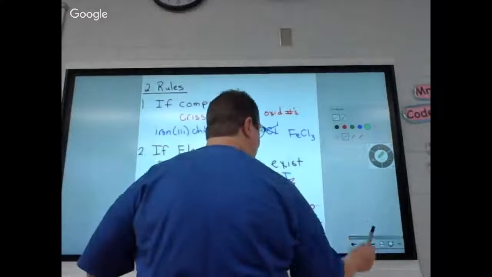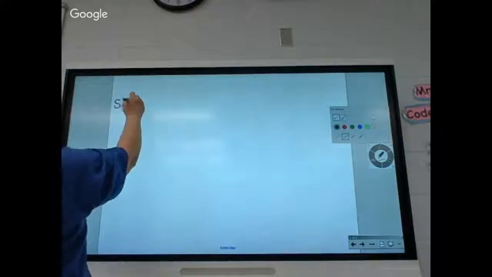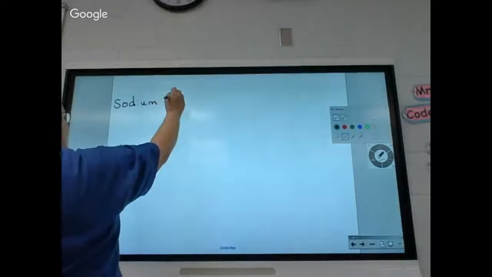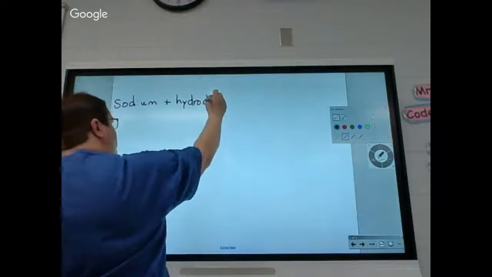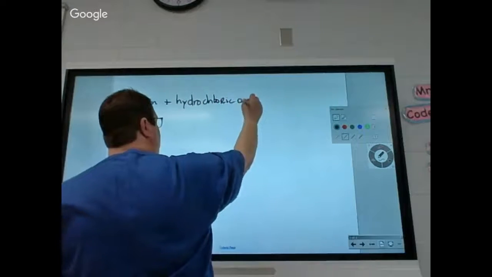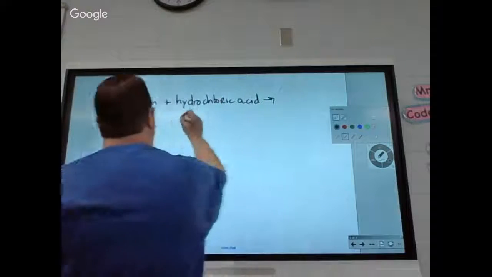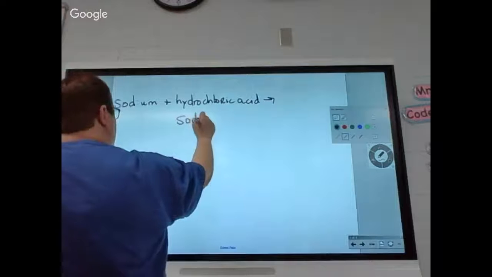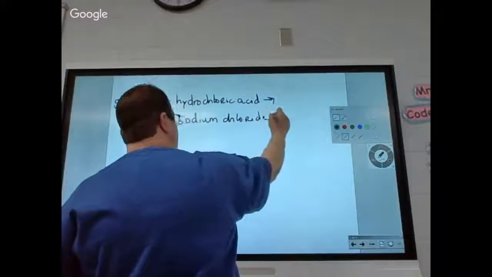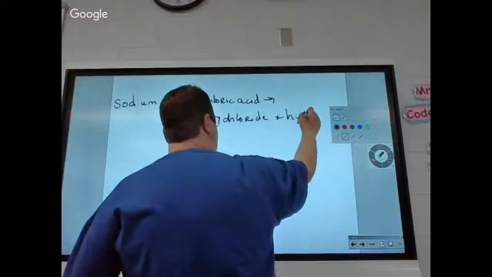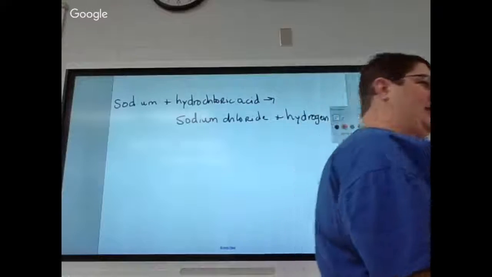So, suppose I write this equation again. And I say we have sodium plus hydrochloric acid yields. I'll even write it down here because I'm going to run out of space. Sodium chloride plus hydrogen. Now, we want to translate this into symbols.